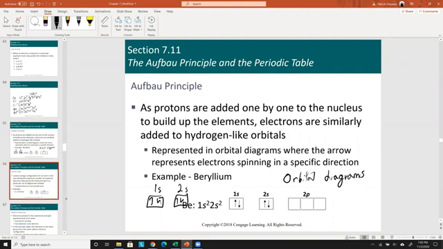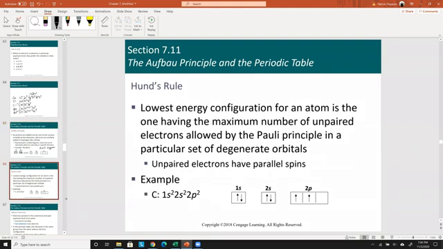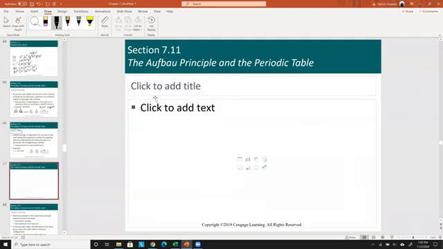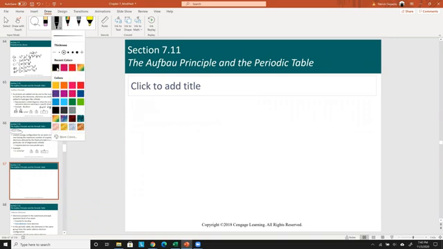But it gets more complicated when you get to more electrons. So this is called Hund's rule. All right, so let's just do an example. We're going to hide this example and use a new slide. We're going to do the orbital diagram for carbon.